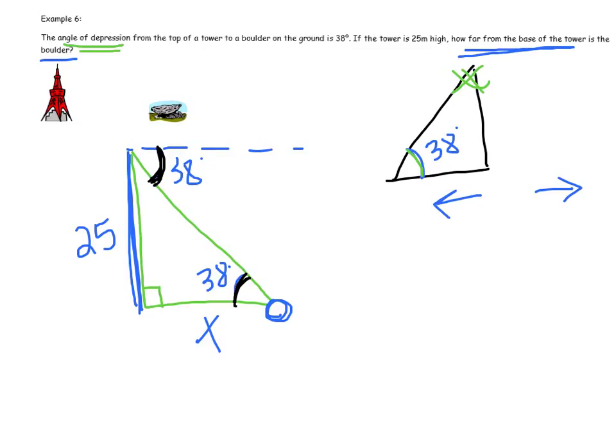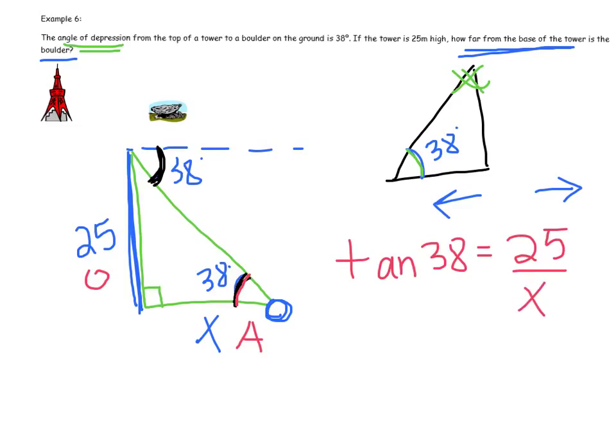So with saying that, we need to label our sides, adjacent, opposite, whatever we may have. So with 38 degrees here, x is adjacent, 25 is opposite. So we're going to be using tangent. So tan 38 equals opposite 25 over x. So with all these examples that we have done, we have had x being up top, which meant we multiply. Well, here we have x in the bottom. So obviously we will not multiply, we will divide.